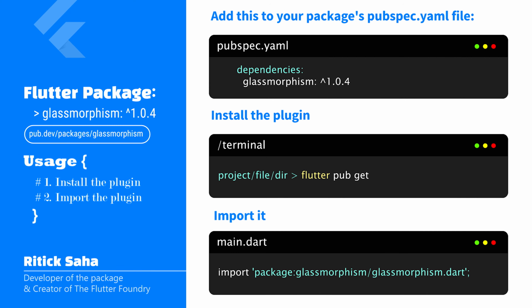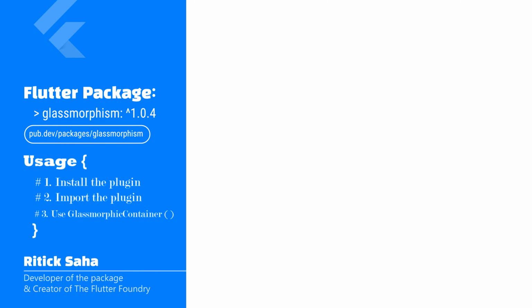After the command gets executed in the terminal, Flutter will automatically add the plugins to your directory, and then you can start importing the package. To import the package, you can use package:glassmorphism/glassmorphism.dart. Now we can start the code. In order to use the package, we will have to use GlassmorphicContainer.